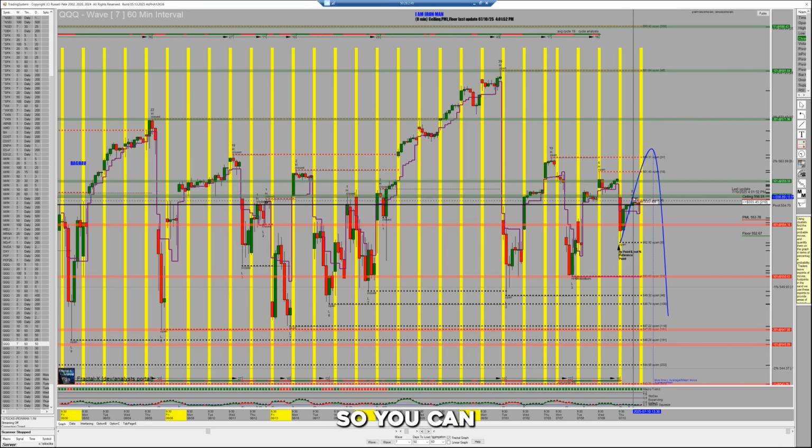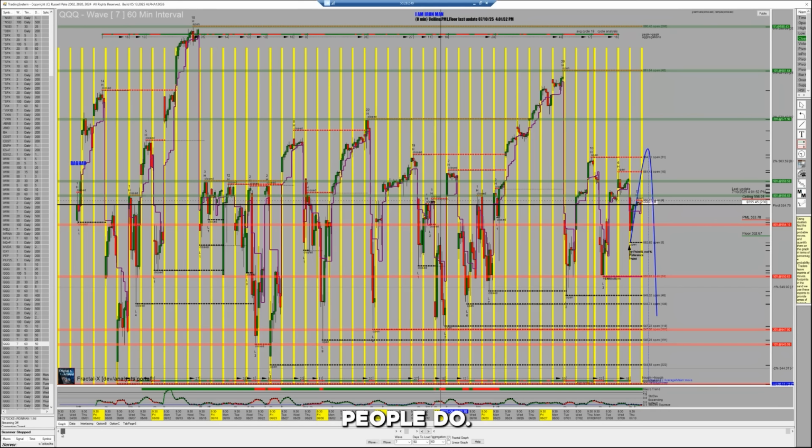So you can use the vector and the pivot as support, is what you're essentially saying. Yes, a lot of people do. If you look at the charting of some of the professionals, they use the pivot and the vector prices, also the probable bands, and of course the open states as targets too.